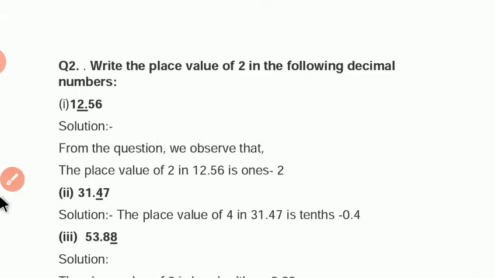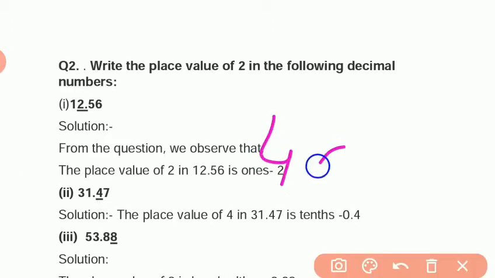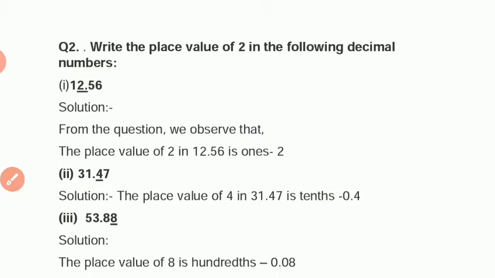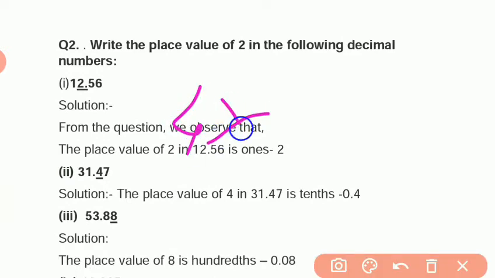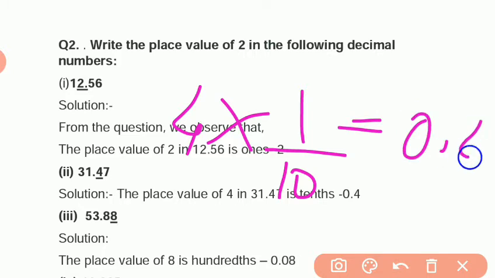Second one, 31.47. Now you can see that 4 is given after the decimal, and we know that after the decimal the place value starts from tens. Tens means 1 by 10. So what is the place value of 4? 4 into 1 by 10, or we can write it as 0.4.